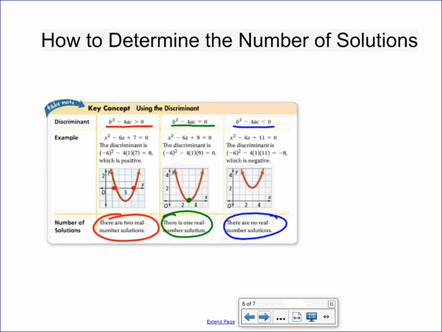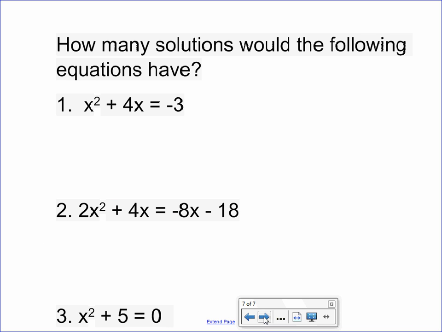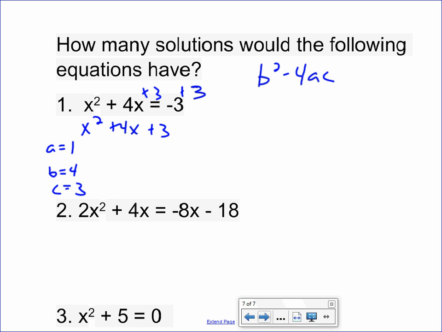So the last piece of your assignment today will simply be asking you to use the discriminant to determine the number of solutions. So the discriminant is simply this piece right here, b squared minus 4ac. So we still need it in standard form. So I got x squared plus 4x plus 3. So a is 1, b is 4, c is 3. So b squared would be 4 squared minus 4 times 1 times 3. So that would be 16 minus 12, which would be 4, which tells me it's greater than 0, so there are two real solutions.